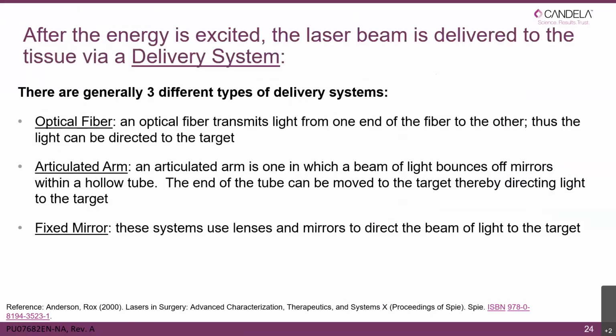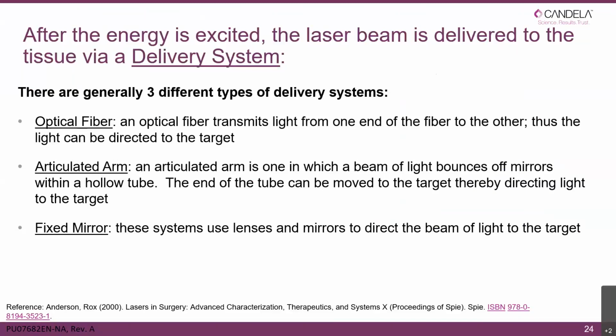So once we've actually excited the lasing medium and we have the photons, we now need some way of getting that laser light from within the optical cavity to the tissue that we're trying to treat. And there are 3 different ways that we can do this. We can use an optical fiber. So here we have a fiber optic cable. The light will be passed along that fiber optic cable to the end of the handpiece to the tissue that we're treating. We could also use an articulated arm.